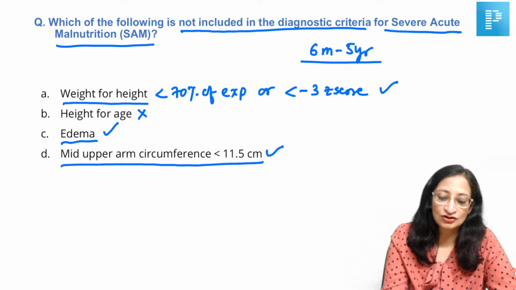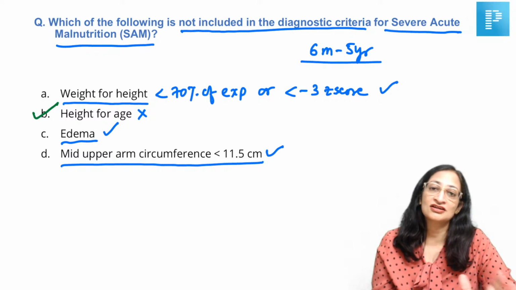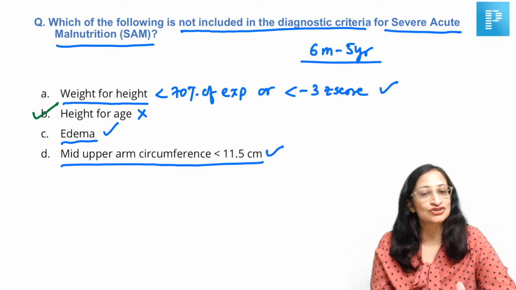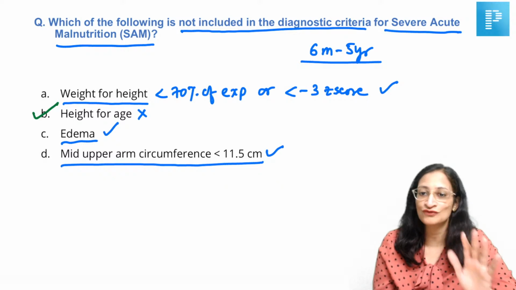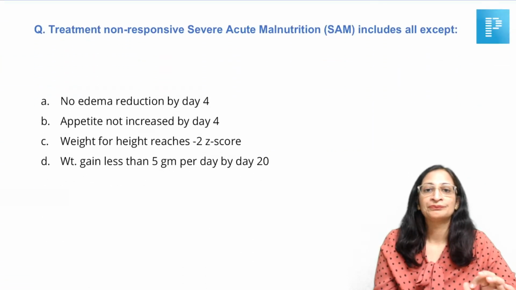So our best answer out of the options given is height for age. A decrease in height for age is an indicator of chronic malnutrition and not acute. Again, I am sure all of you must have done it correctly. Such an important topic discussed a number of times.